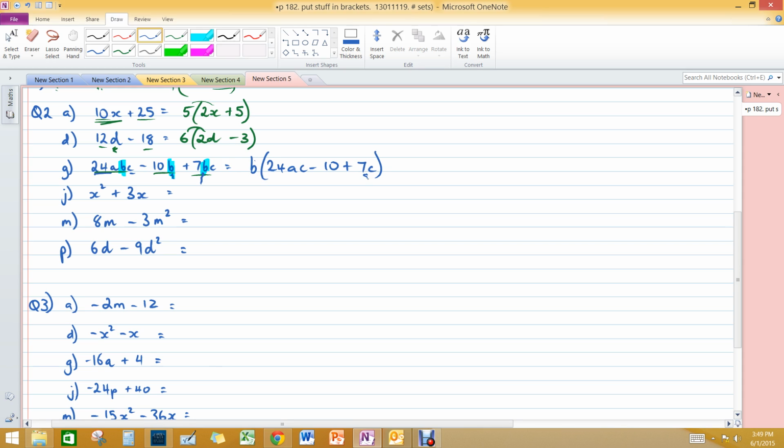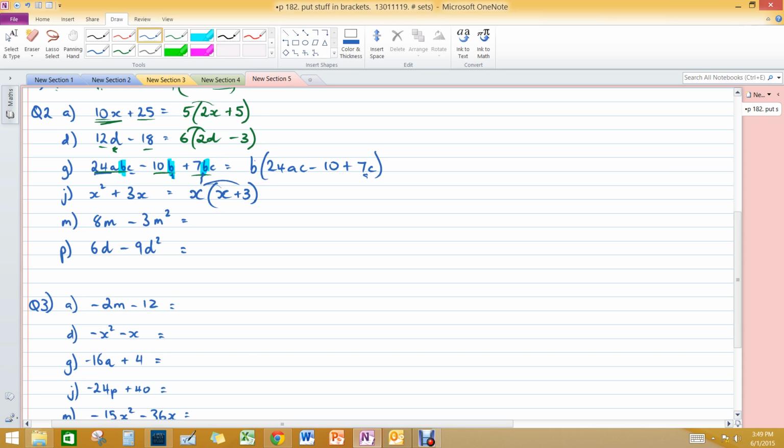Okay, this next one, j, x squared plus 3x. Our common factor here is going to be x. Now x multiplied by what is going to give me x squared? Well, x times x is going to give me x squared, and then x times 3 is going to give me 3x.